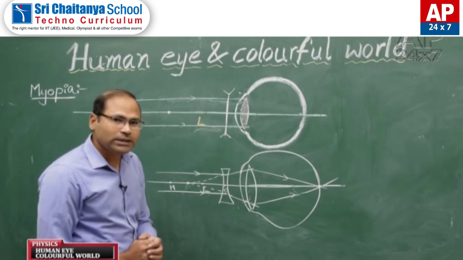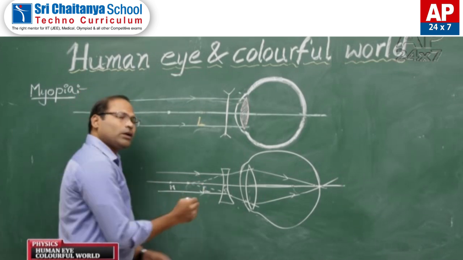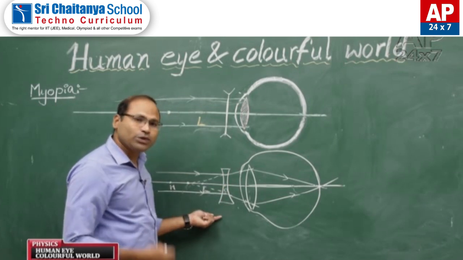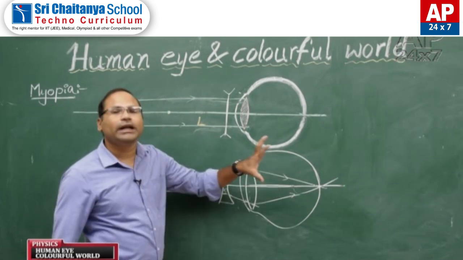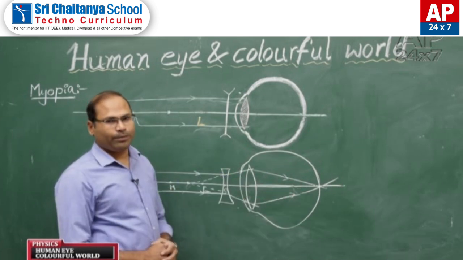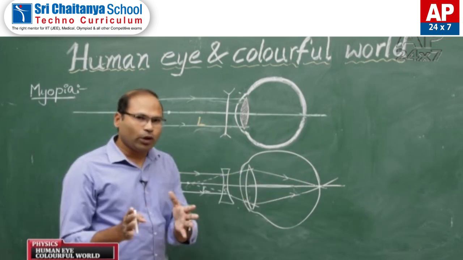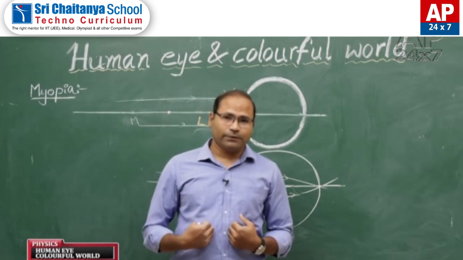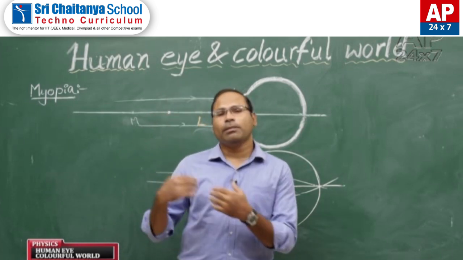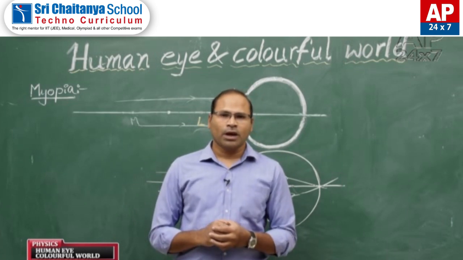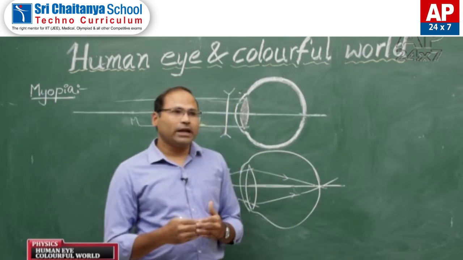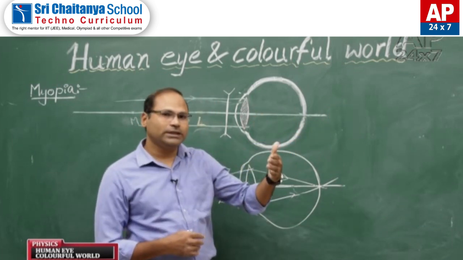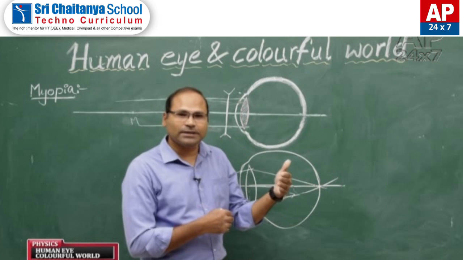Now, the question is, how can you decide the focal length of the concave lens which is to be used to correct a certain defect of myopia? I will give you clarity on the question. Take the example of myself, I am suffering from myopia. That means I cannot see objects clearly at long distances, I can see objects clearly at nearby distances.